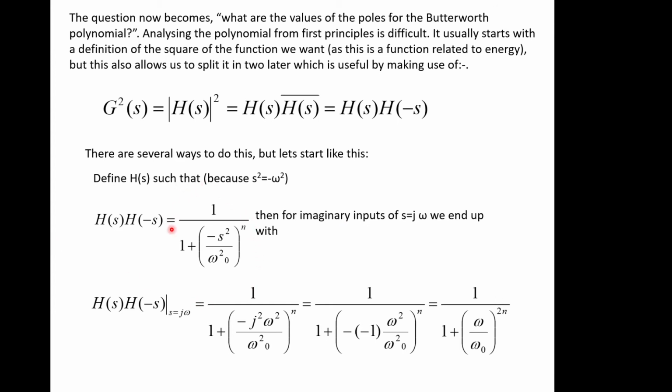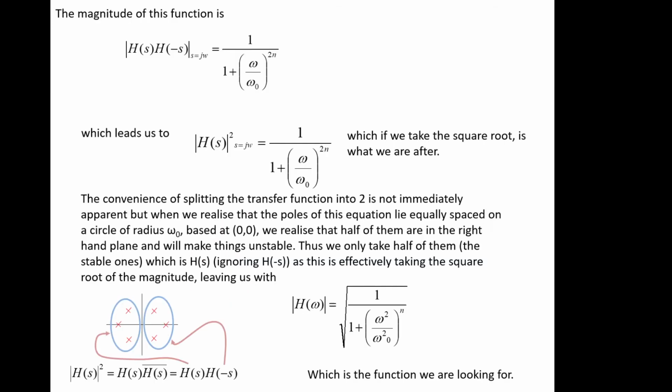That's that function there. And then the idea is eventually we're going to need the square root of it, but we'll keep it in this form to start with. So the magnitude of that is that, which is great, and that leads us eventually to our solution that we're looking for. So which, if we take the square root, is what we're after. So this is explaining how we get back to our original function.